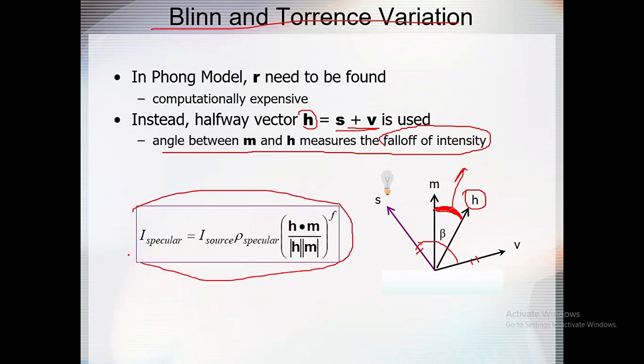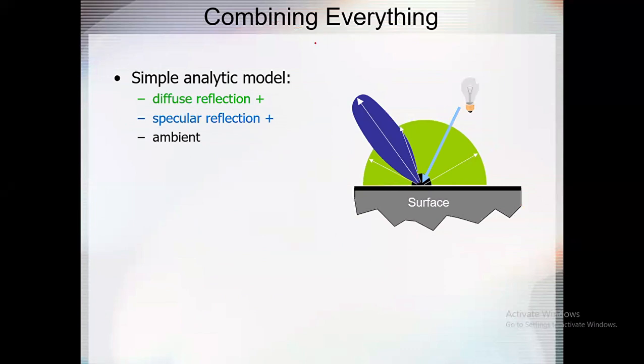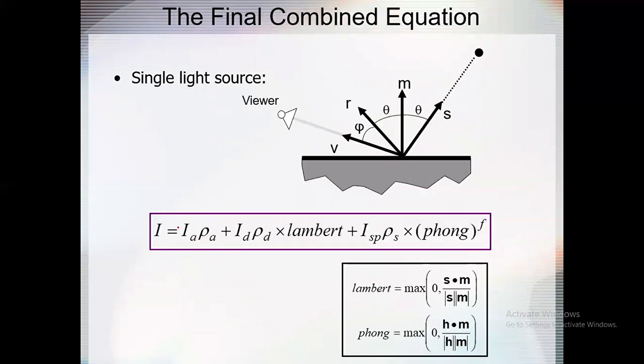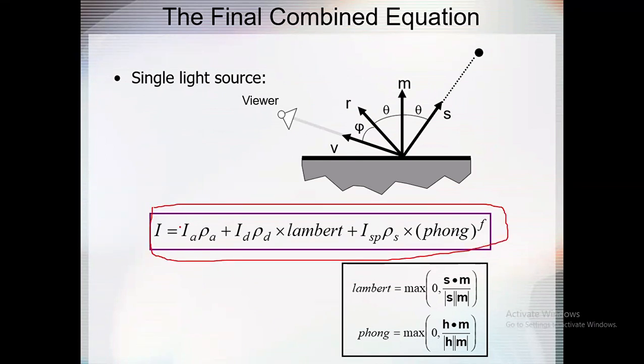So finally, the equation is like this. Now combining everything: diffusive reflection, specular reflection, and ambient reflection. You can see that one. This is an ambient surface, this is a specular reflection, and this is a diffusive reflection. Over there, this is the entire hemisphere. This is for H only, and this is ambient. So finally, we have the whole equations. We have this one for Lambertian, and this one for Phong. And the Lambert model goes this way.